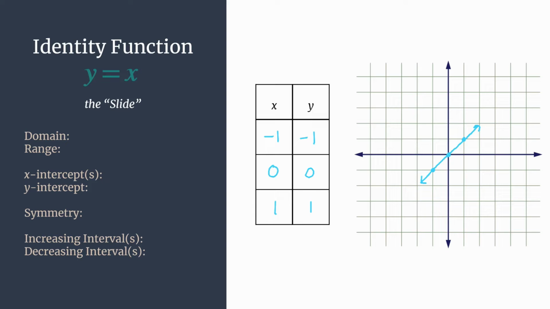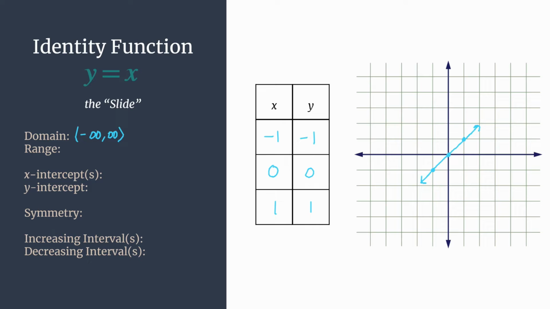We know that the domain is a list of all the possible x's for a particular graph. When you're looking at domain, you want to look from the far left to the far right of the graph and think, what are all the possible x values on this graph? Looking from left to right here, I'm going to highlight in green. It's pretty easy to see that this graph goes from negative infinity to infinity. All x's are possible. Where you might have written all real numbers previously, in interval notation we state that by saying negative infinity to infinity.